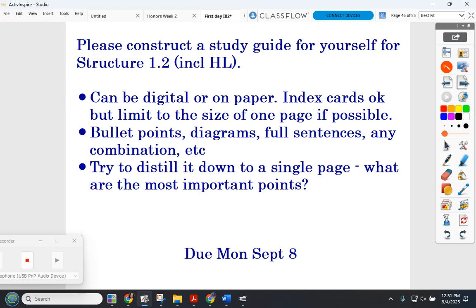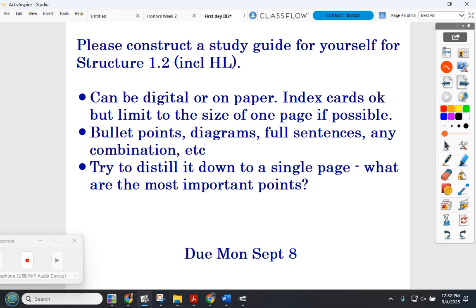I don't care if it's digital or on paper. If you want to do it in a Google Doc, that's fine. If you want to do it on paper, that's fine. If you want to do it on index cards, just make it about the size of one page, right? So not like 50 index cards just because they're index cards. I don't care how you set it up: diagrams, bullet points, some combination, full sentences, just formulas, whatever you think are the most important points that you need to remember, that when we review at the beginning of May, you're going to be glad that you had that paper. So the goal is that at the beginning of May, you don't have all of your study guides in a gigantic packet that you're leafing through. You have a one-pager for each section.